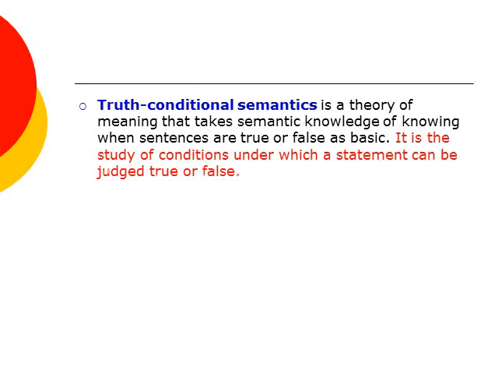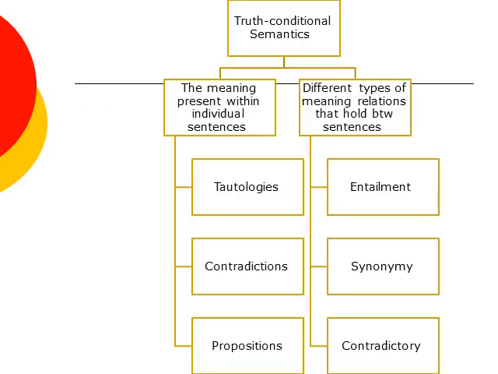So this brings me to the end of my presentation. Just as a quick reminder, today our topic was truth conditional semantics, which we defined at the beginning of this presentation as a theory of meaning that takes semantic knowledge of knowing when sentences are true or false as basic. It is the study of conditions under which a statement can be judged as true or false, as we have seen together in this video.